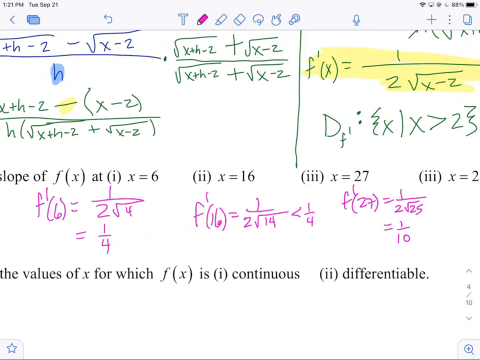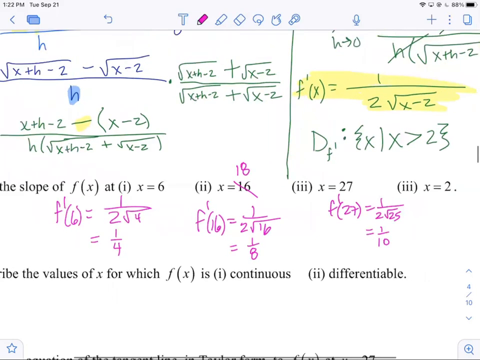I think I probably intended that to be an 18, right? Let's change it. I'll change it. Let's change that to an 18 so we can compare apples to apples. 18 minus 2 is 16, right? And the square root of 16 is 4. 4 times 2 is 8.